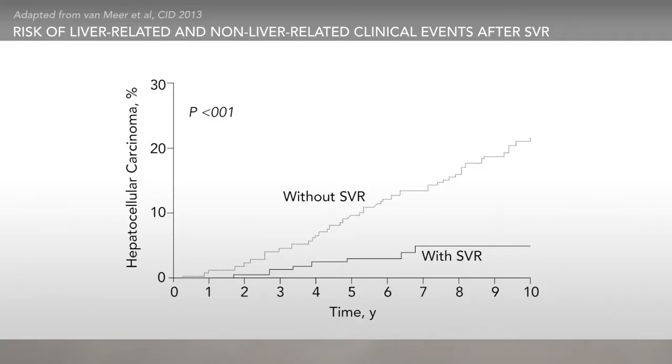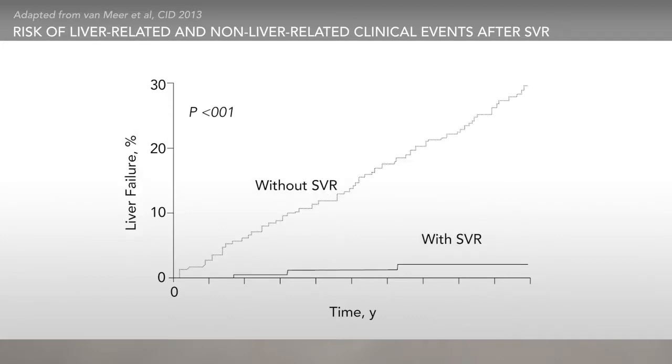As you can see in this graph, in a study of almost 600 HCV monoinfected patients with advanced fibrosis, ISHAK 4-6 at time of HCV treatment, the cumulative incidence rate of HCC after 10 years post-treatment was 5.1% for patients with SVR and 21% without SVR.